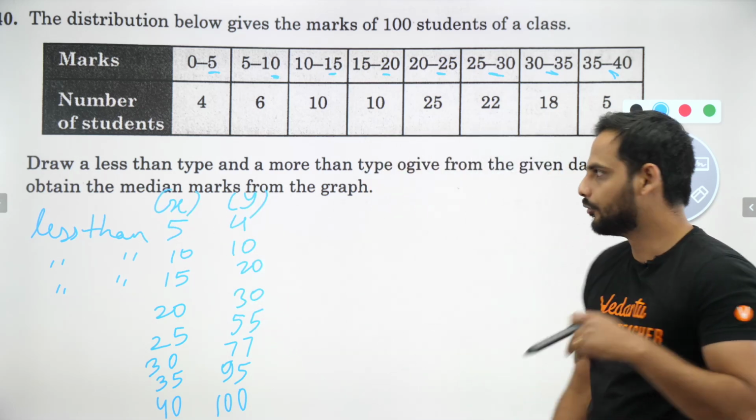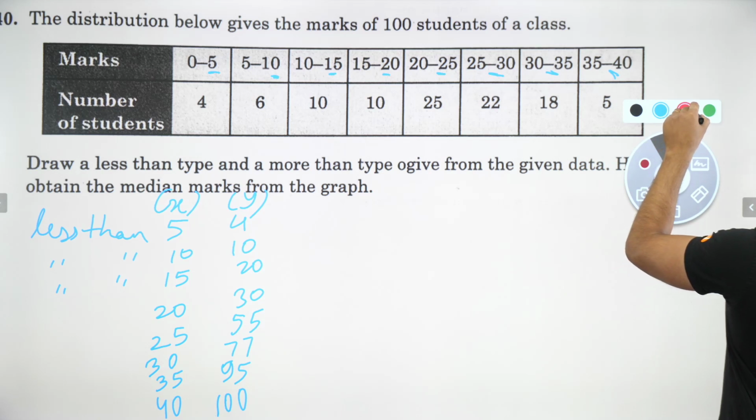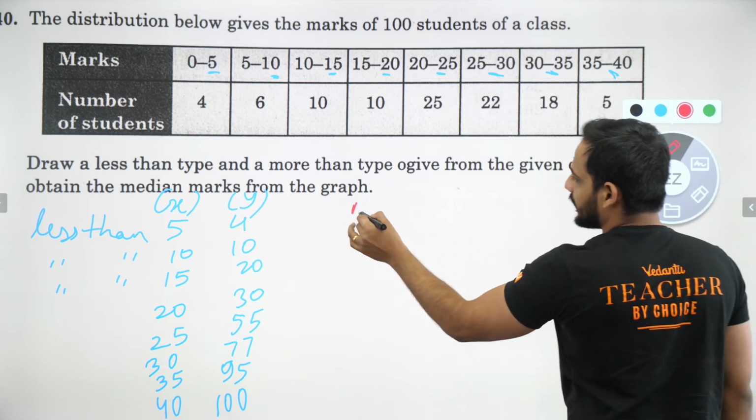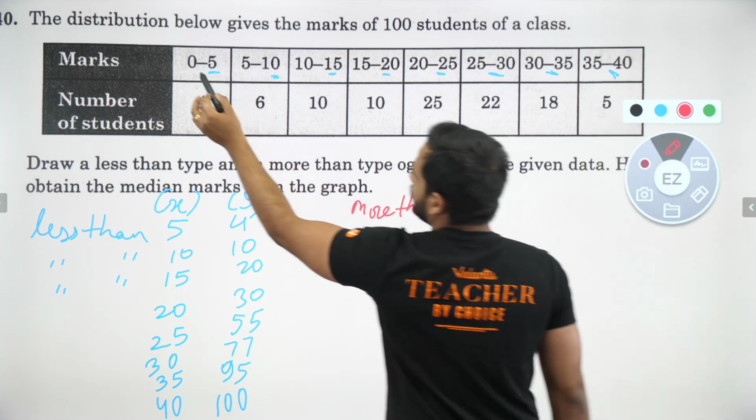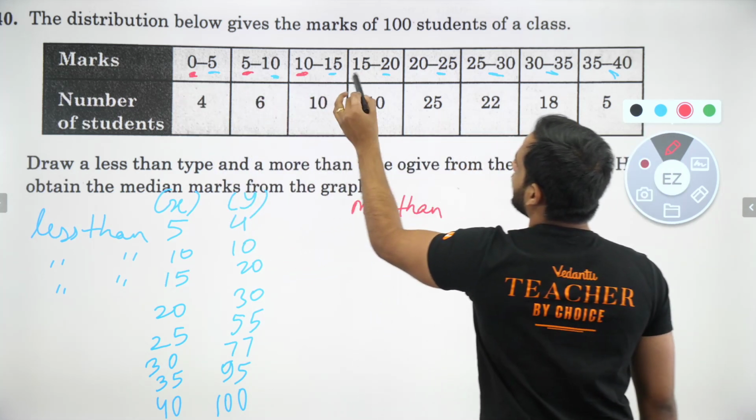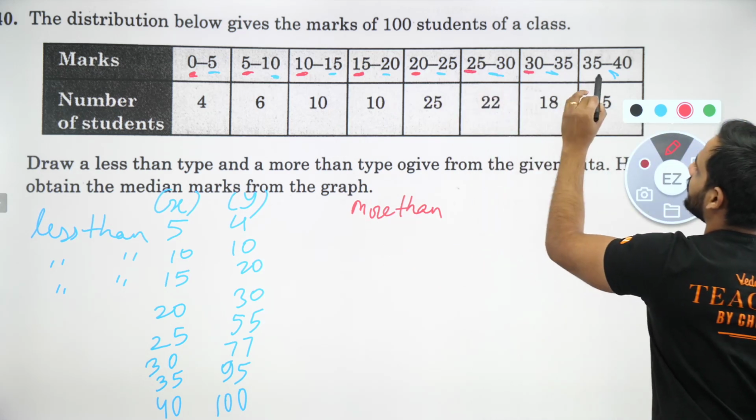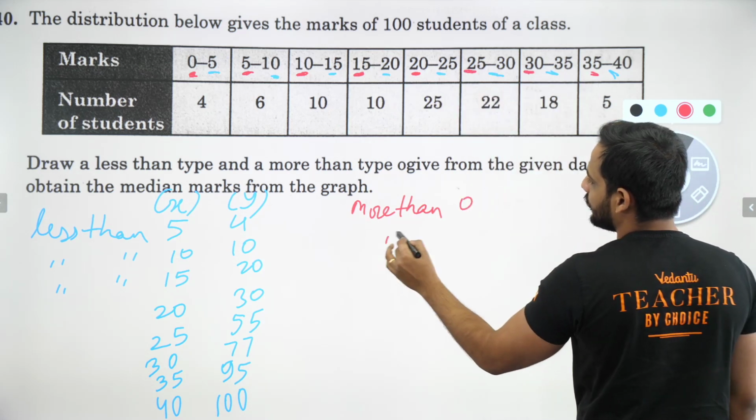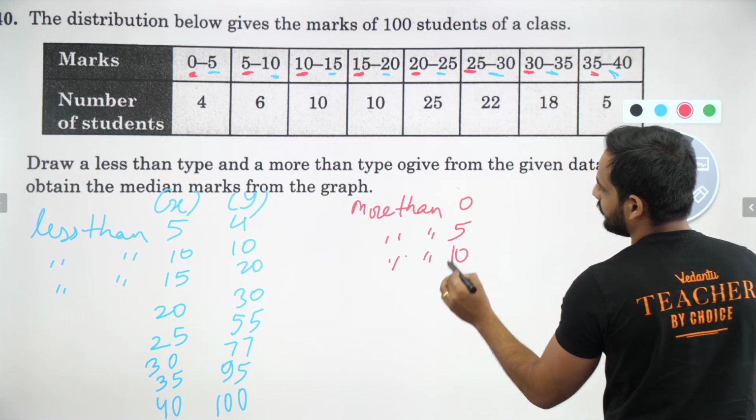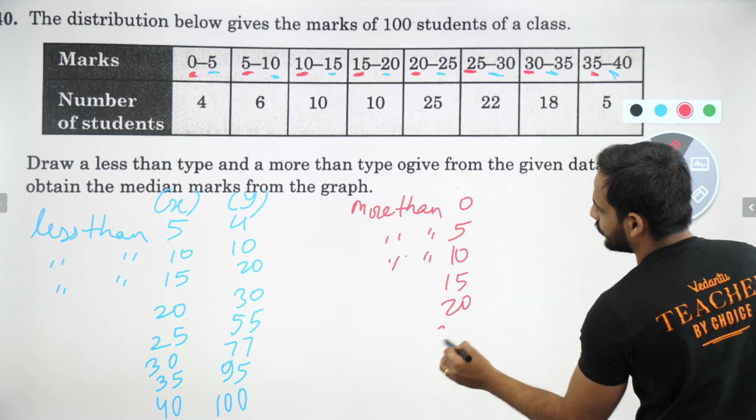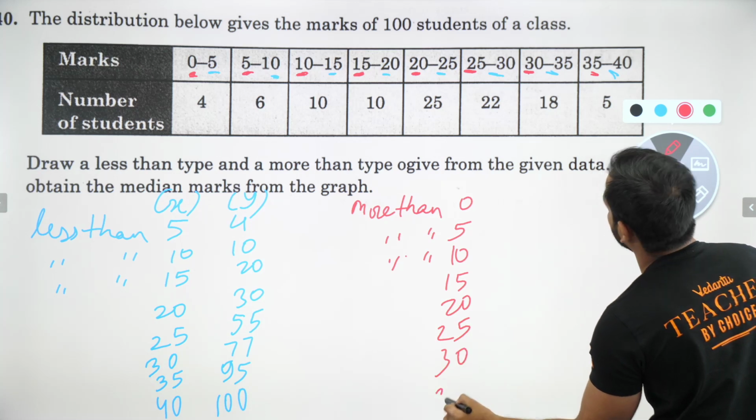Remember. Now look at more than type. In more than type data, you take the lower class limits. So 0, 5, 10, 15, 20, 25, 30, 35. So more than 0, more than 5, more than 10, more than 15, more than 20, more than 25, more than 30, more than 35.